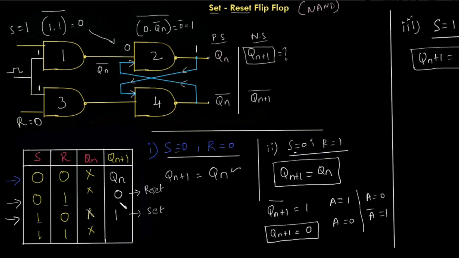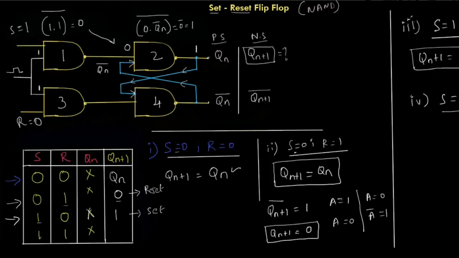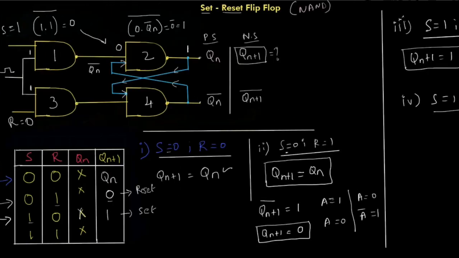And there is a last case, right? We are going to see what is going to happen if both S and R are excited. Let's see. If S is equal to 1 and R is also equal to 1, what will happen? See, if both are excited, let's take it from the case study, case number 2. What is case number 2?